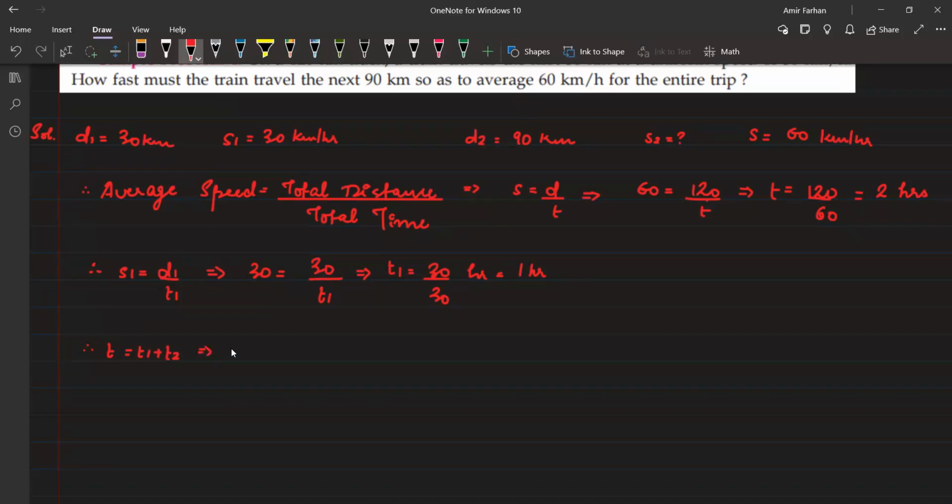Okay. So I need T2. T2 will be equal to T minus T1. That is T is 2 minus 1, that is equal to 1 hour.